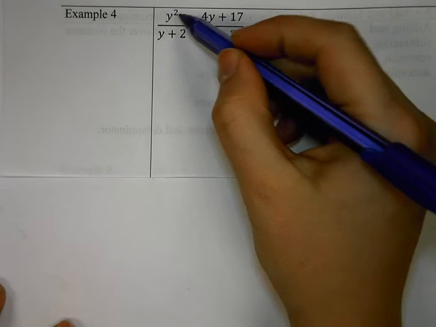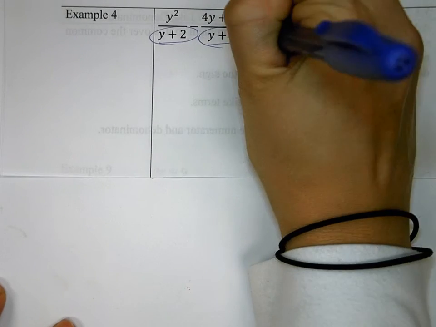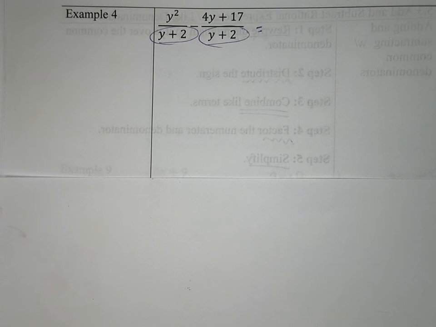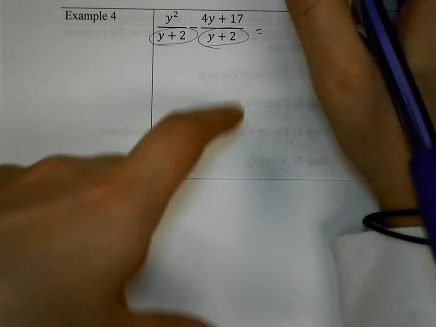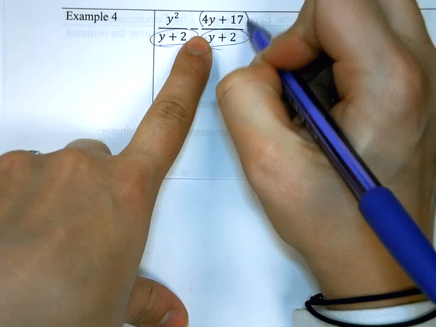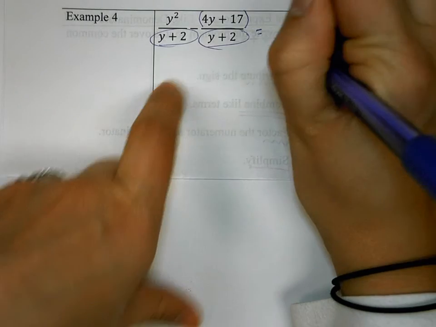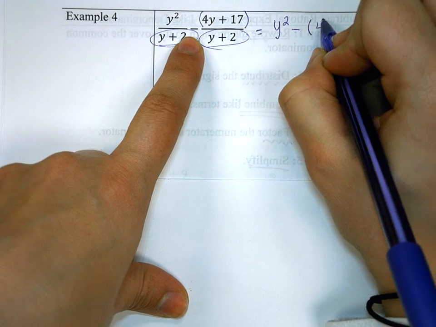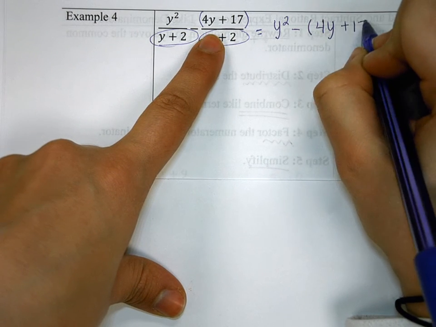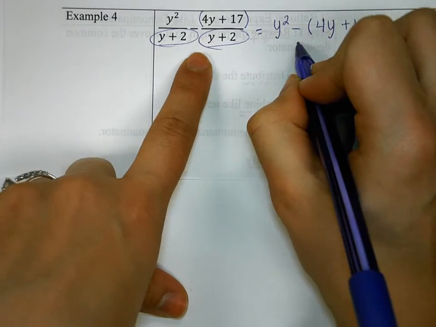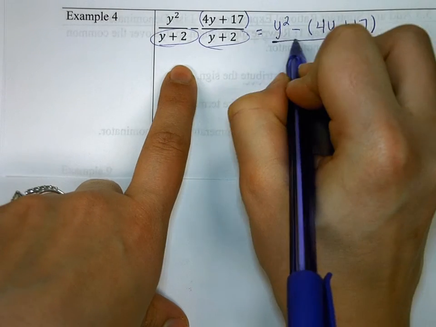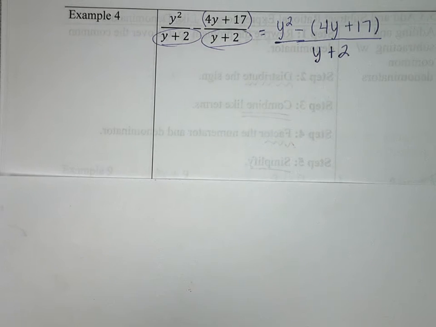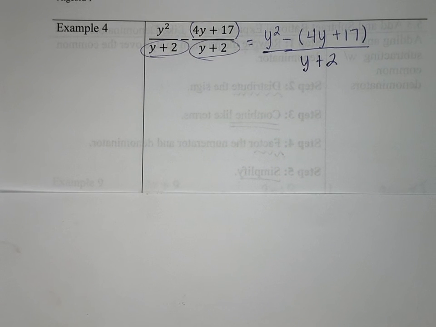Okay. All right, guys. So first, do I have common denominators? Yes. So this is very important, and I need everybody to pay attention right now. We need to write all of this together as a fraction. Now remember, 4y plus 17 is stuck together in parentheses. So this is how you should write it. Y squared minus, in parentheses, 4y plus 17, all over y plus 2. This is not your answer. You are definitely not finished. Okay?